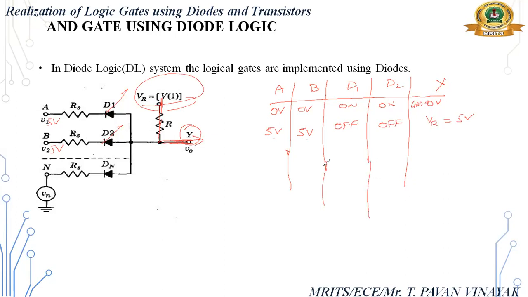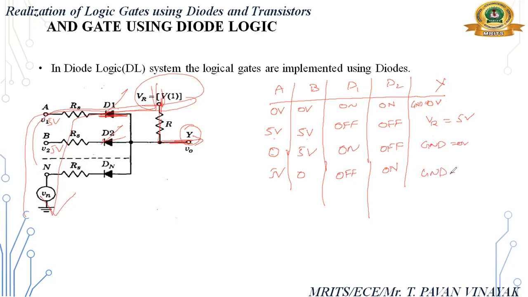Now similarly, if any one input is 0, the diode is closed, so the current goes to ground. So this will be on, off, off, on. When any one diode is on, the current goes to ground, so the output is ground, 0 volts. So let us see the truth table: 0 0, 0 1, 1 0, 1 1.